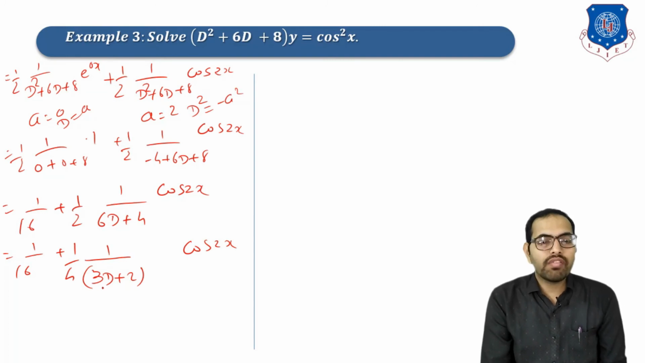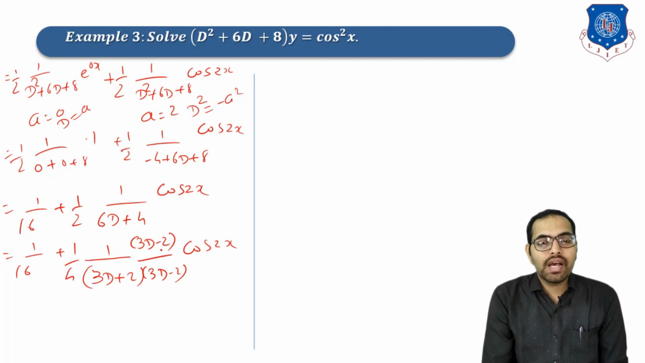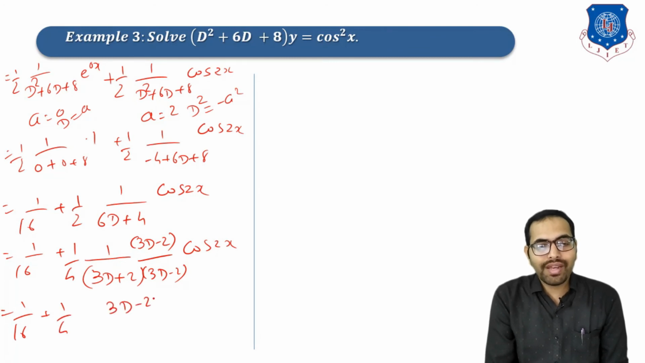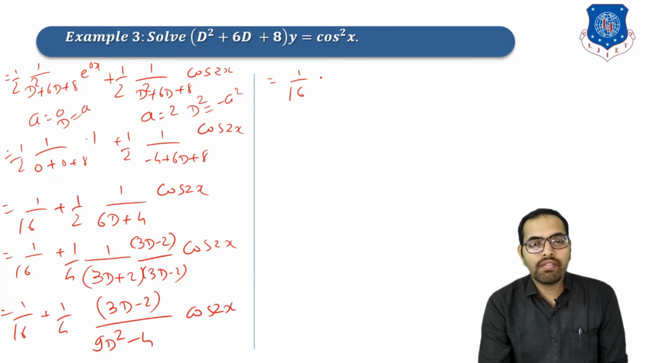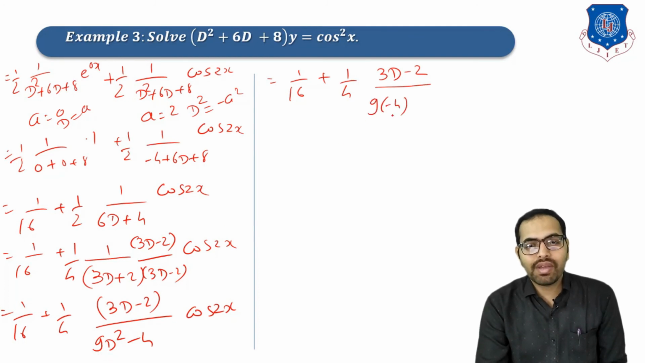Now here we require the D square term. For that, what do we have to do? Taking the conjugate, for that multiply and divide with 3D minus 2, meaning in the denominator portion a plus b, a minus b, then it becomes a square minus b square, then 9D square minus 4 into cos 2x. Then again apply case 2, then 1 by 16 kept as it is, 1 by 4, 3D minus 2 kept as it is, here D square is equal to minus a square, then it becomes minus 4 into cos 2x.